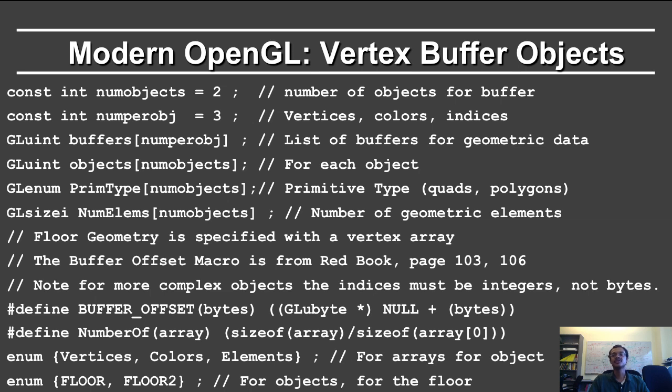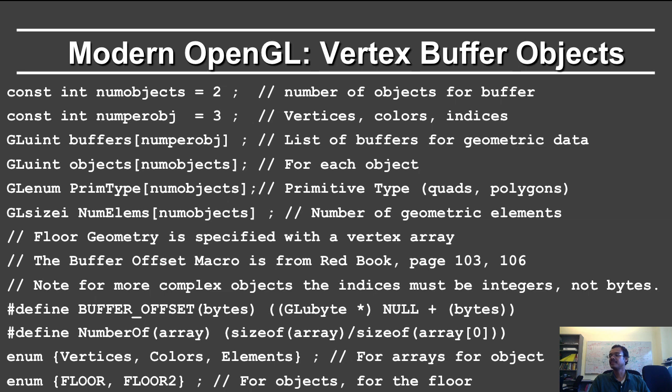Indices is just a pointer to the vertex. Instead of saying draw from vertex 1, 1, 1 to 2, 2, 2 to 3, 3, 3, I just define the vertices first, and then I say connect vertex 0 to vertex 1 to vertex 2 to make a triangle. It's a very standard way of doing things. So the buffers per object, list of buffers for the geometric data, and then you have objects. And so defining a number of different arrays. Primitive type is the type of primitive, quads, polygons. And the number of elements is the number of geometric elements, whether they're triangles, quads, etc.